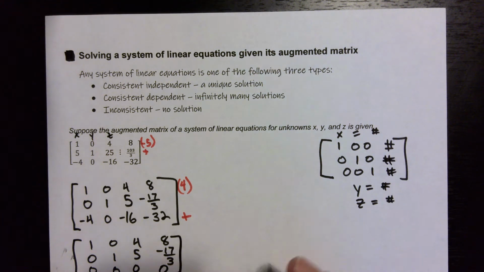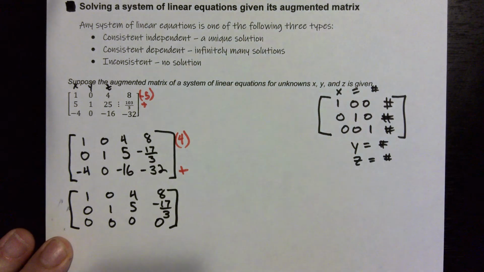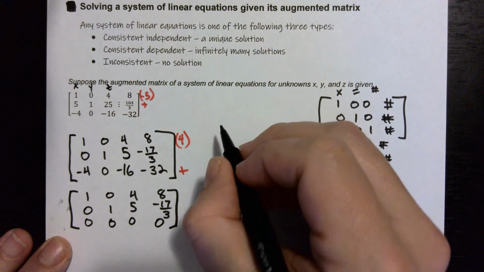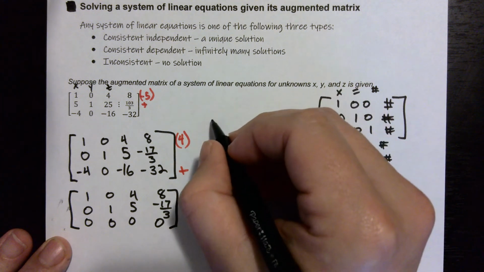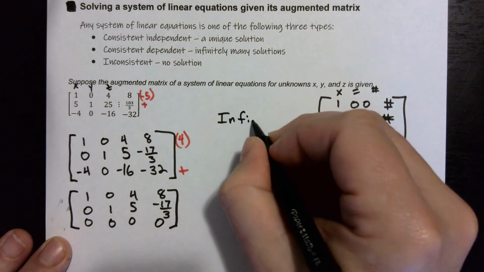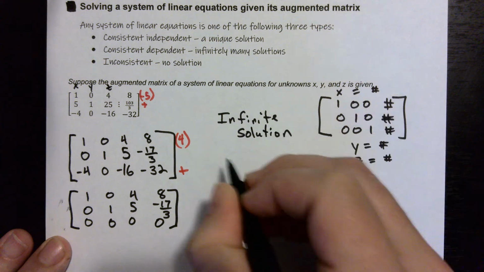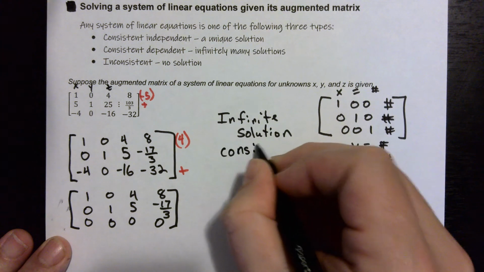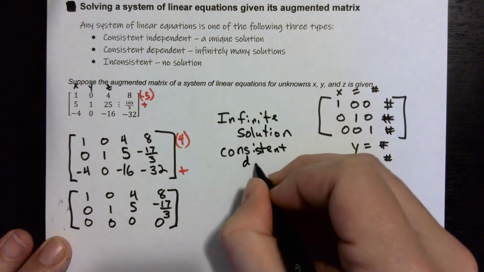So what happened here is that one of our rows completely disappeared. What this means is that we are going to have a consistent dependent solution. That's infinite solutions, and it's consistent and dependent.